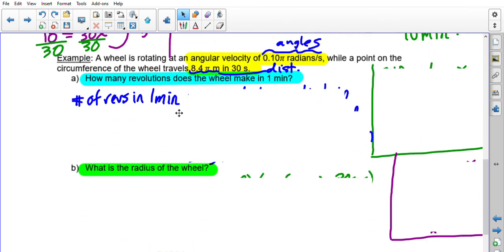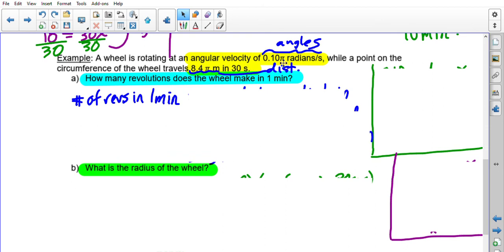Our next question. It says a wheel is rotating at an angular velocity of 0.10 pi radians per second. Right away, when you see something in radians per second, that's obviously discussing an angle measure per second. Well, a point on the circumference of the wheel travels 8.4 pi meters in 30 seconds. Because this one's in meters, that means they're talking about the distance on the outside of the circle. Because this one's in radians, it's referring to angles.